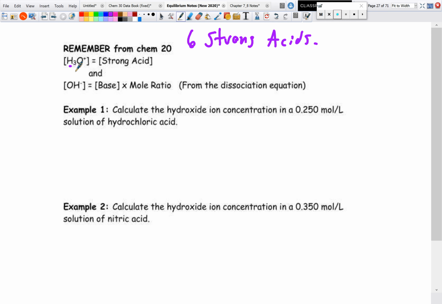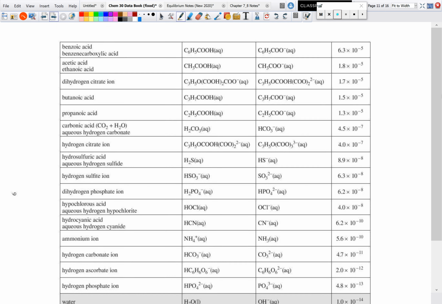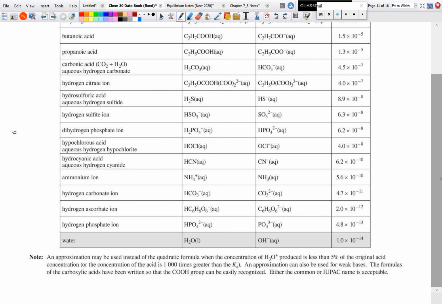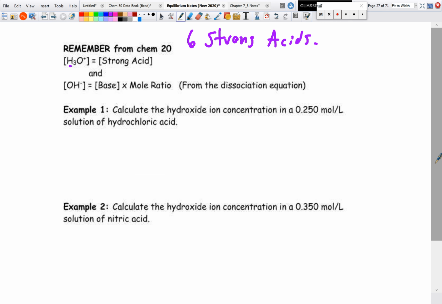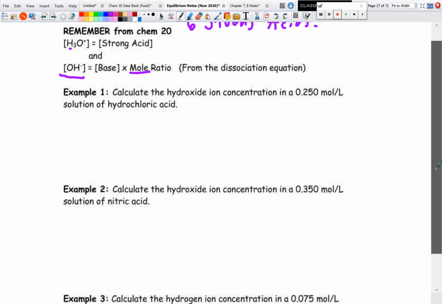Now next week, we're going to be looking at weak acids. Basically in our data booklet, everything below the hydronium ion on page 8, and it continues into page 9, there are a lot more weak acids, and that's going to be our next week stuff. Now for hydroxide, because all strong bases are ionic hydroxides, they have a dissociation equation. So the concentration of hydroxide is equal to the concentration of the original base times the mole ratio from our dissociation equation. For example, we'll get to that one when we do magnesium hydroxide.